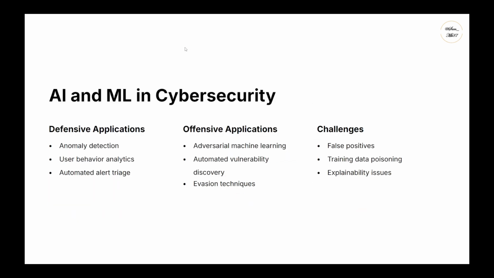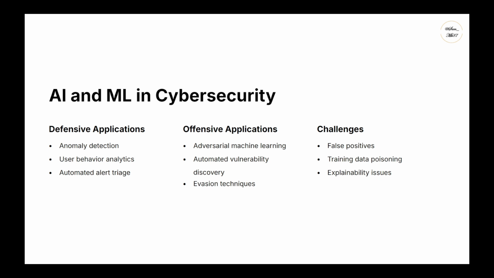Now let's also quickly touch on AI and ML in cybersecurity. On the defensive side, AI and ML are used for anomaly detection, spotting unusual patterns in network or user behavior that could indicate an attack. On the offensive side, we have automated vulnerability discovery, where ML models scan code or systems to find weak points faster than manual methods. There is also adversarial machine learning, where attackers manipulate input to fool AI models, like tricking an image classifier or bypassing an anomaly detector.